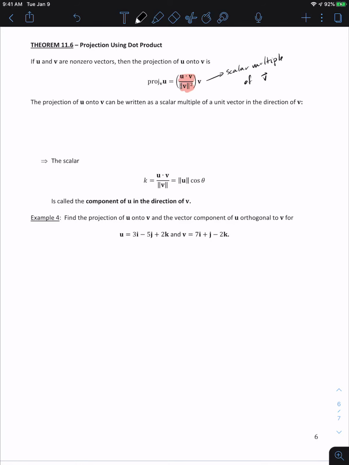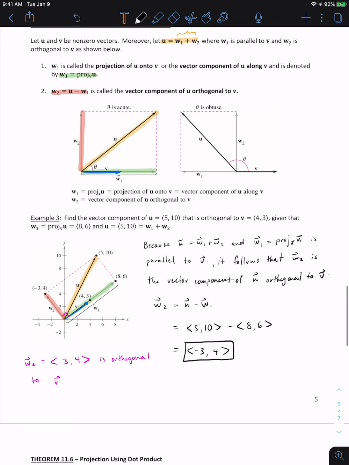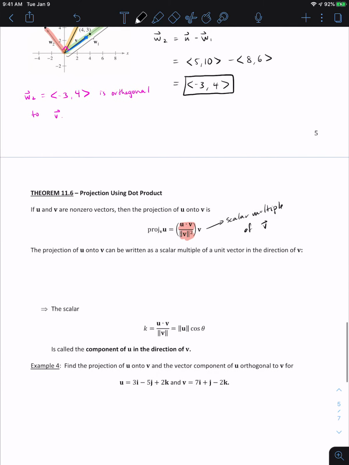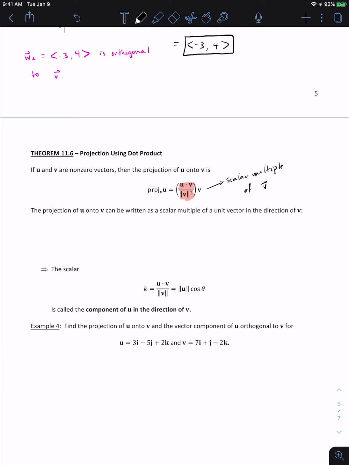And if we look at our picture of what it means to be a projection, here's v, and then we just made this vector that goes in the same direction but a little bit longer. That's exactly what it means to be a scalar multiple. Okay, so the projection of u onto v can be written as a scalar multiple of a unit vector in the direction of v. Remember, the unit vector in the direction of v was v over the magnitude of v.